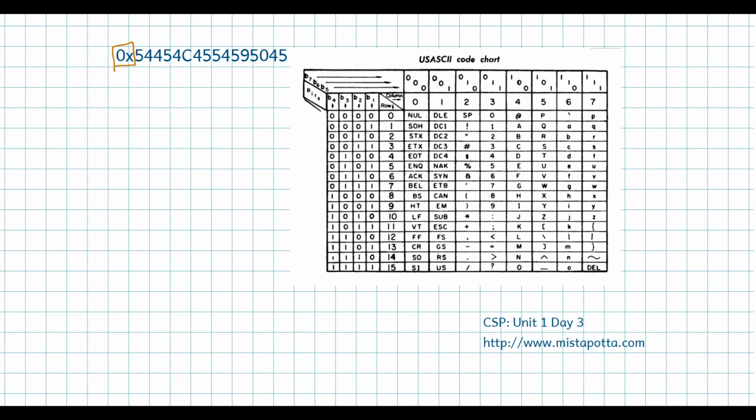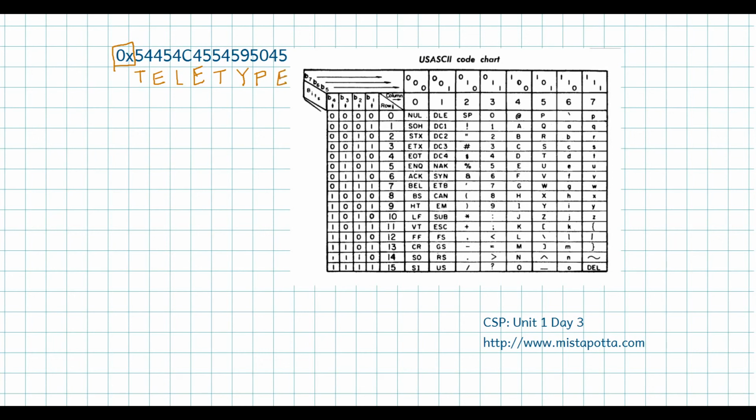So I look at column 5, row 4, and that's a T. Then I've got this 45, so I'm looking at row 4, column 5, and that's an E. Then I've got 4C, so I go to row 4 and down to the C. Remember, C is 12. Then I've got 45, which we said was E. Then I've got 54, which we said was T. Then I have 59. 59 is Y. Then I have 50, so 5 and 0 is P. And I have 45, so over 4 and then down to 5, that's E.